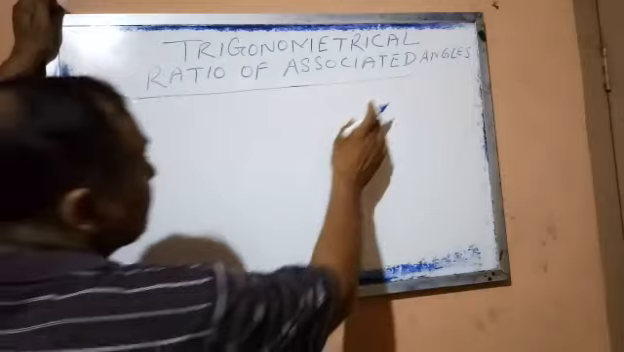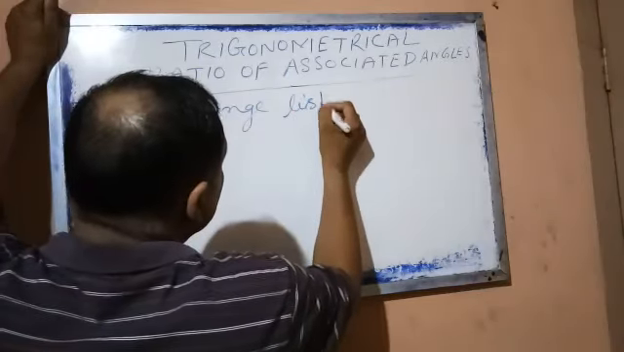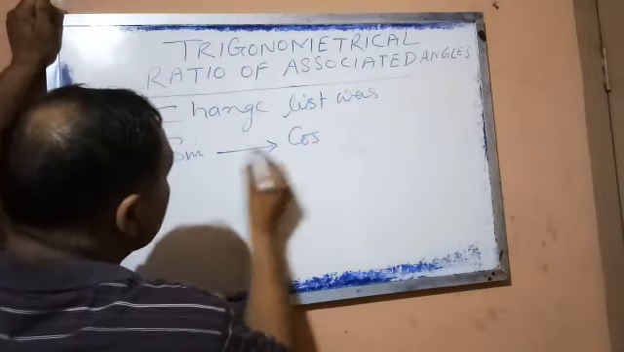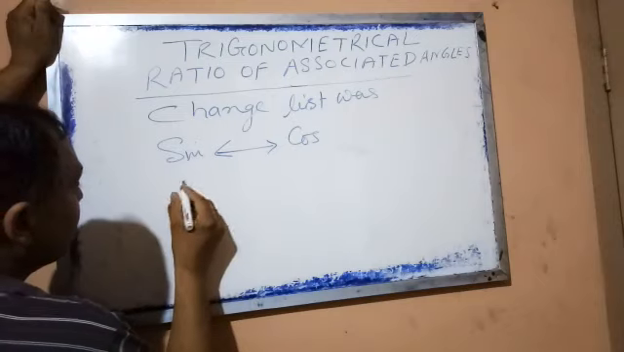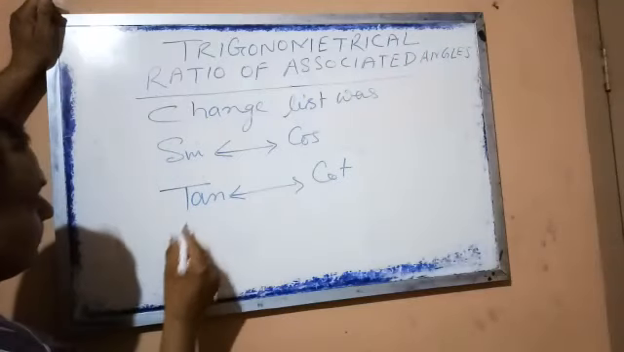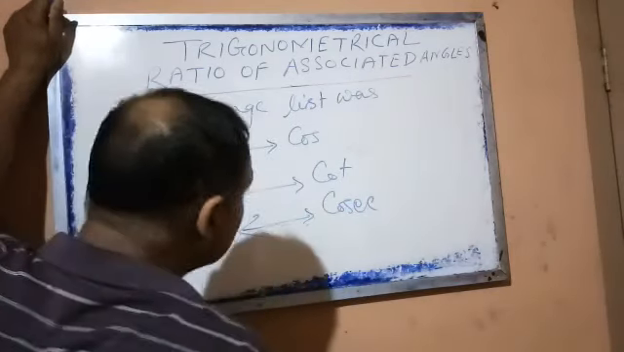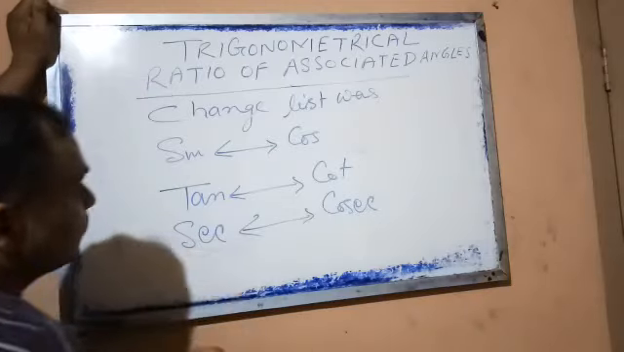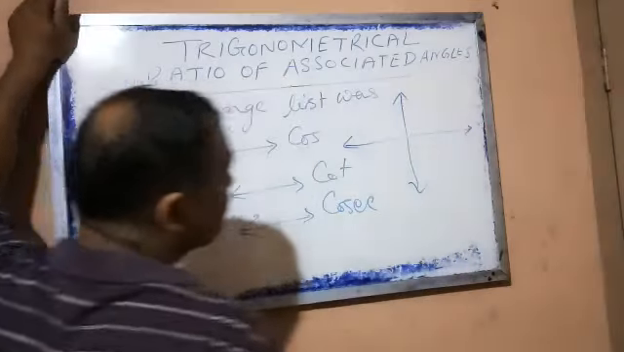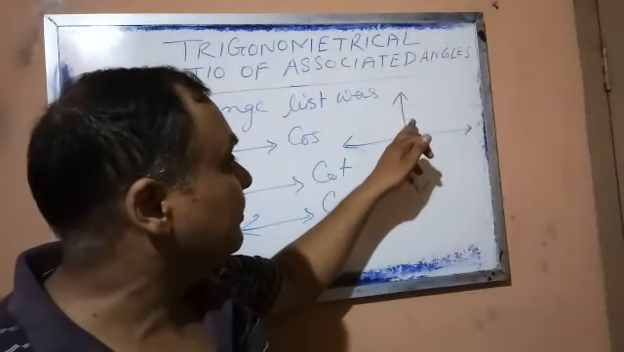So first we will just remind the change list. The change list was: sine changed to cos, cos to sine, tan to cot, cot to tan, sec to cosec, and cosec to sec, according to which quadrant the angle falls in. We discussed from here to here, 90, but in general maths we only discussed complementary angles, so we never discussed more than that.